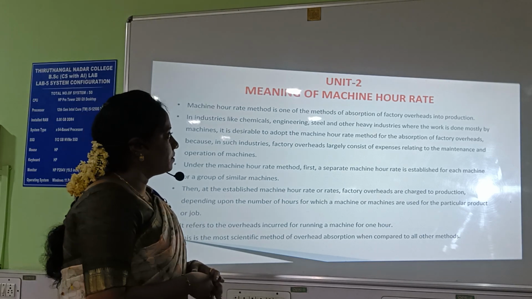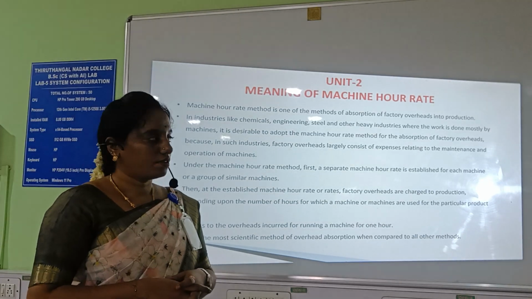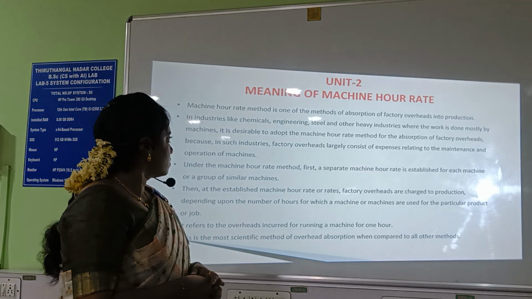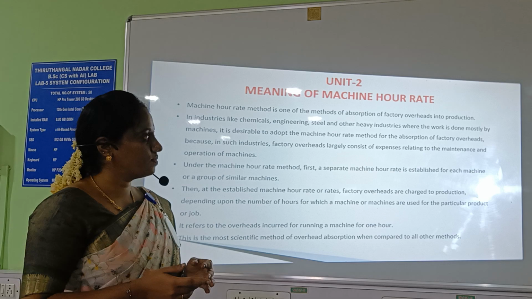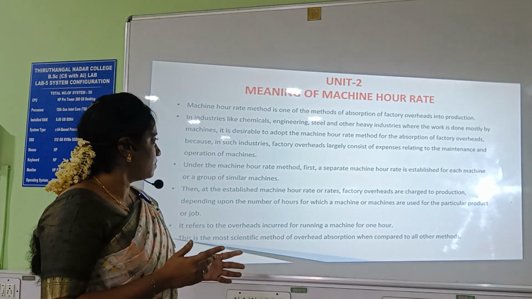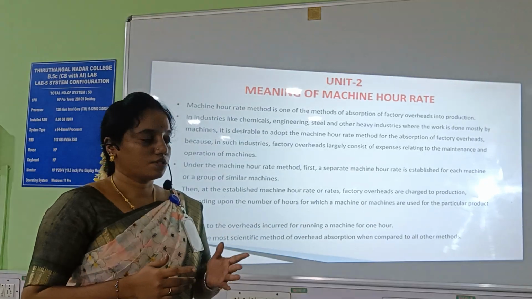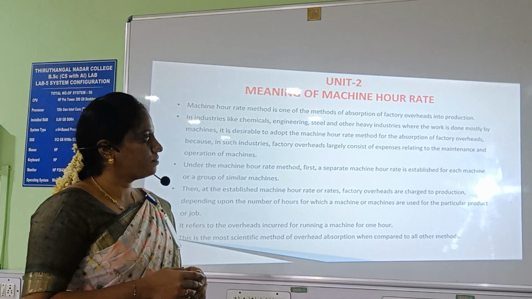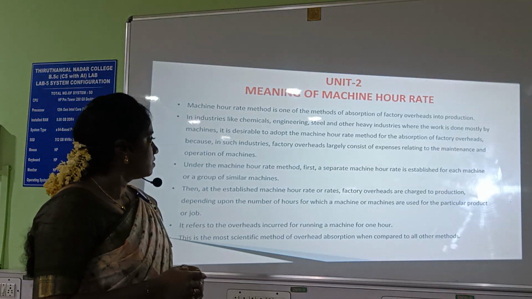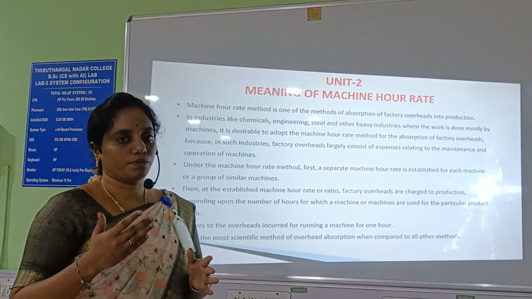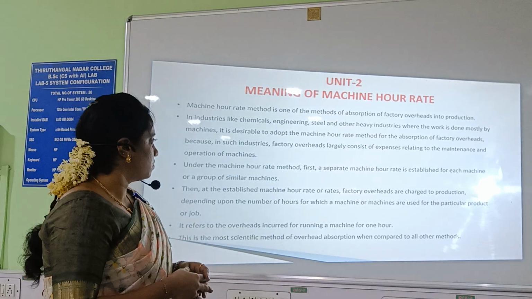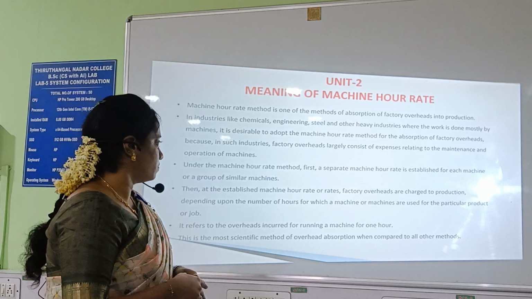Machine hour rate is one of the methods of absorption of factory overheads into production. In industries like chemical industries, steel and other heavy industries, where the work is done mostly by machines, it is desirable to adopt the machine hour rate method for the absorption of factory overheads. Why? Because factory overheads largely consist of expenses relating to the maintenance and operations of machines.